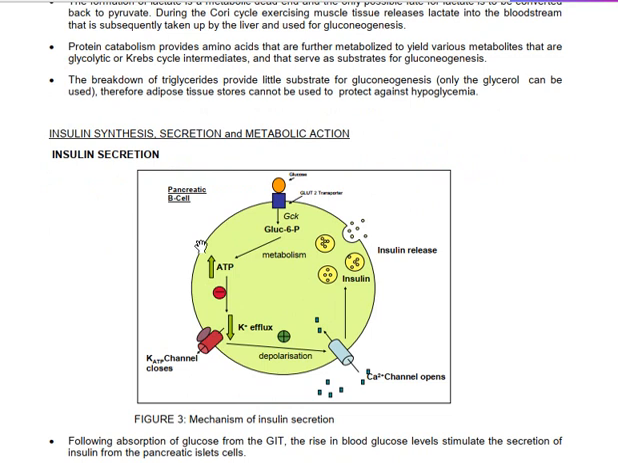Is it clear? So at this level we have the pancreatic beta cells. When glucose is bound to the glucose receptors, you have the glucose 2 transporter receptor. The glucose 2 transporter converts that glucose into glucose 6-phosphate. Is it clear? Then the glucose 6-phosphate enters metabolism such that it increases the ATP level.